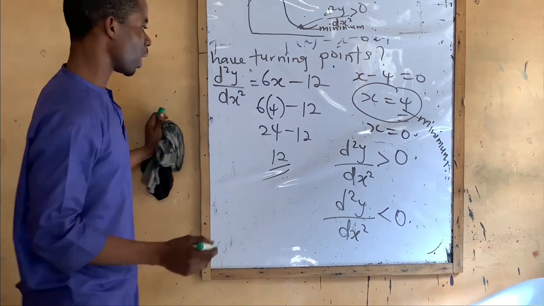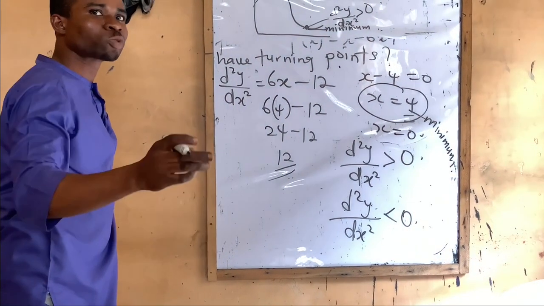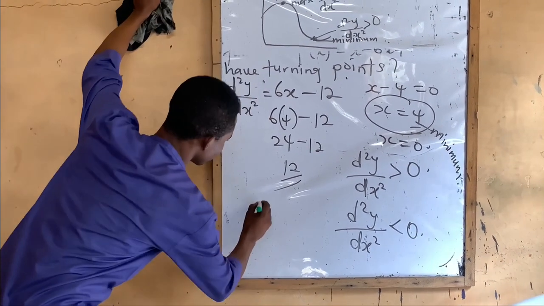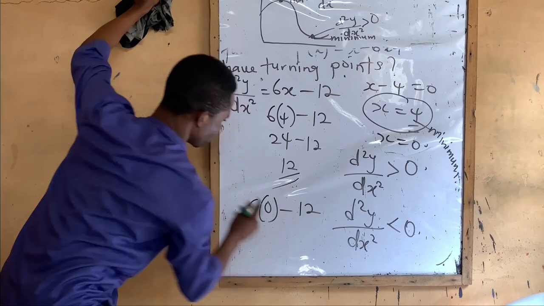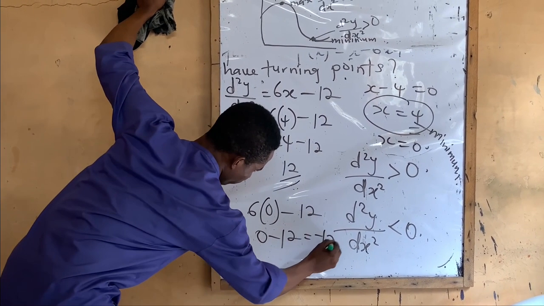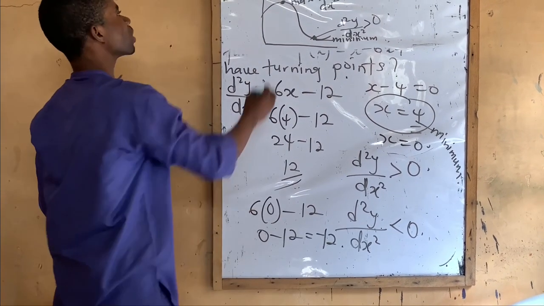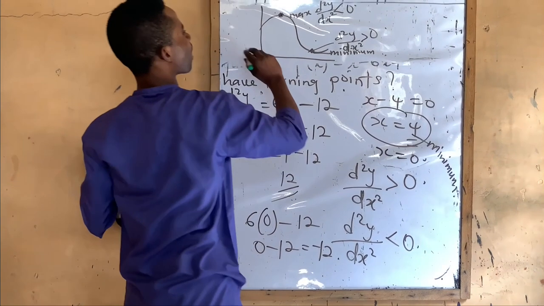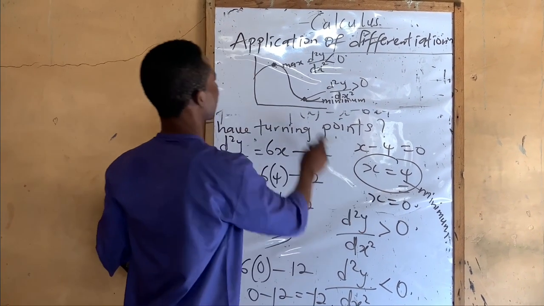It is minimum. Now, let me substitute the second answer, which is 0, into the second derivative. That will be 6, open bracket, 0 minus 12. Now, 6 times 0 is 0, minus 12. That is minus 12. Can you see? Minus 12, it is less than 0. Now, if it is less than 0, so it has the maximum. That means at s equals 0, it has the maximum.